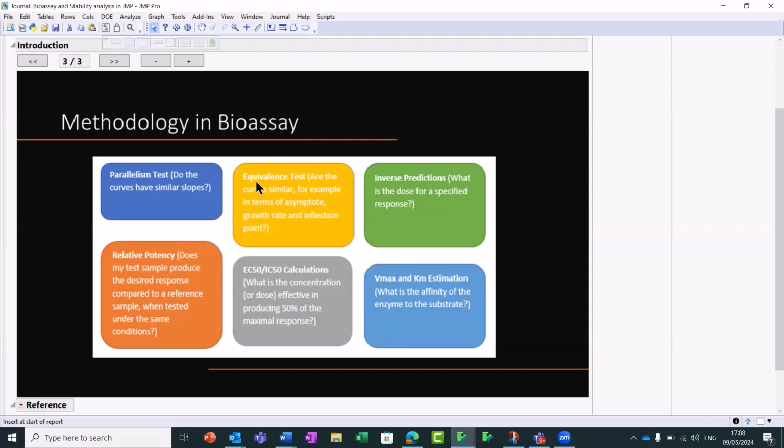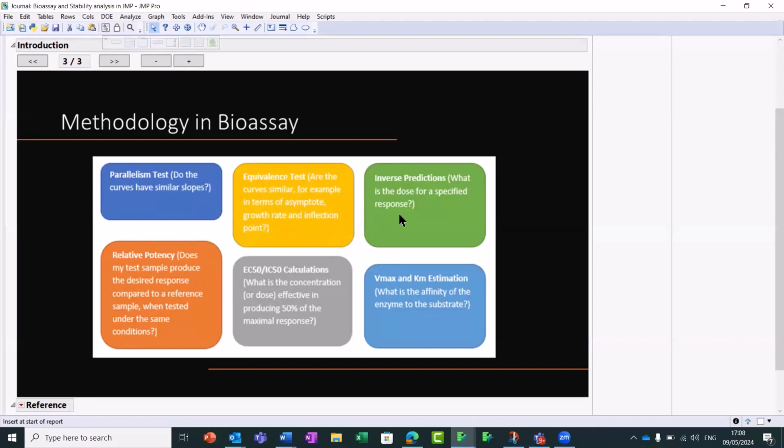Equivalence testing is also very important, to estimate if your curves are similar, depending on the shape of the curve or on the model that you apply. Here, for example, if you have a 4P or 4 parameter model, you might test if the lower or the higher asymptotes are the same, if the growth rate is the same or different, and also the inflection point. Those 3 different tests can be done easily in one platform that I will show you afterwards.